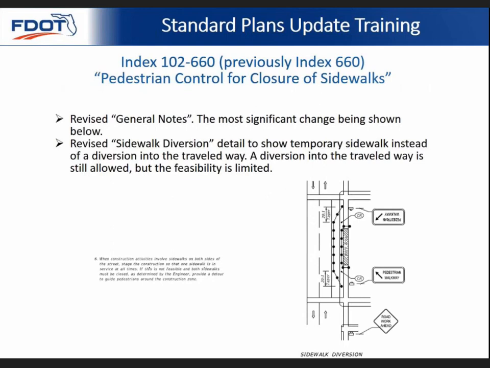Index 102-660, previously Index 660, pedestrian control for the closure of sidewalks. The general notes have been revised, with probably the most significant one being Note 6, which has been removed. And this type of information should be included in the TCP, and we don't want something in the TCP to overwrite necessarily what's in the standard plan. So it made sense just to remove that conflict.